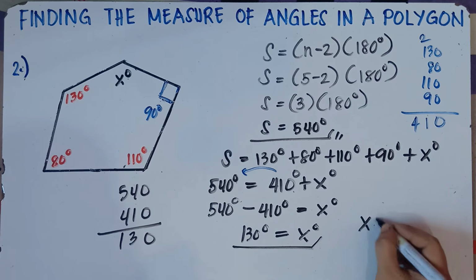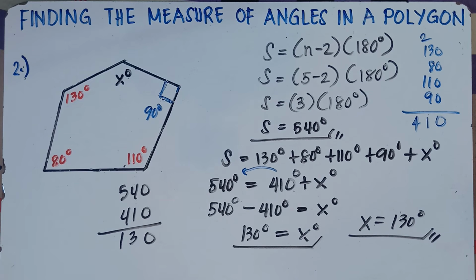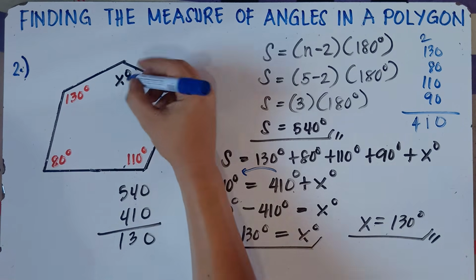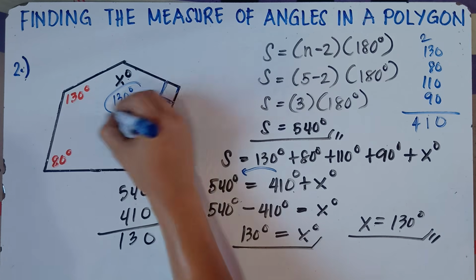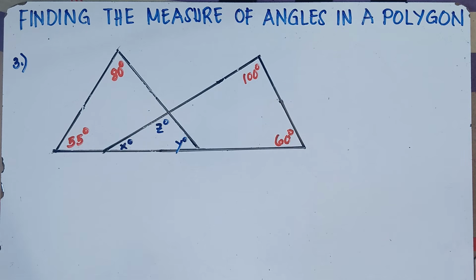Alright, so X is equal to 130 degrees. That's it, class. All set. So this is 130 degrees. And we're all set, class, for number 2. So let's have, class, the last example. Example number 3, class.